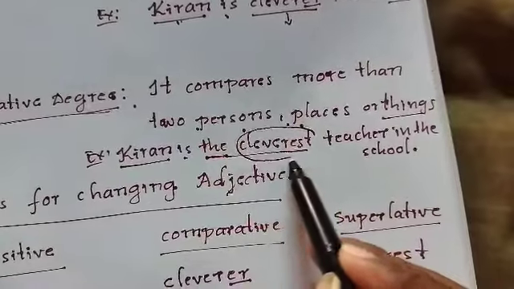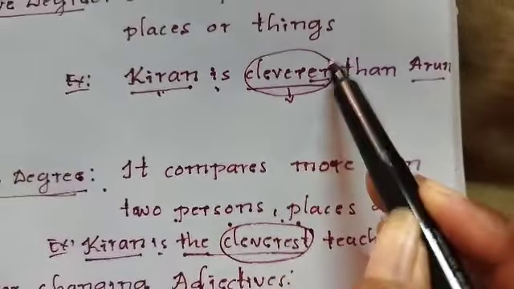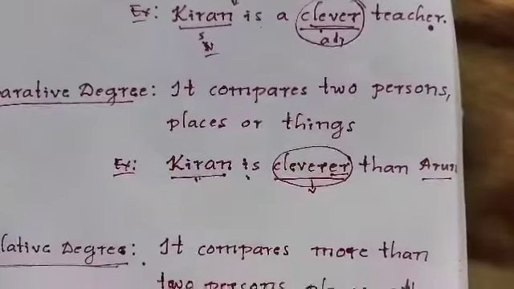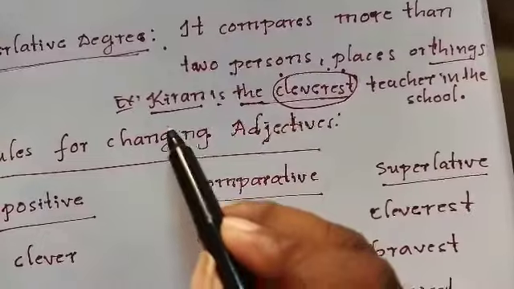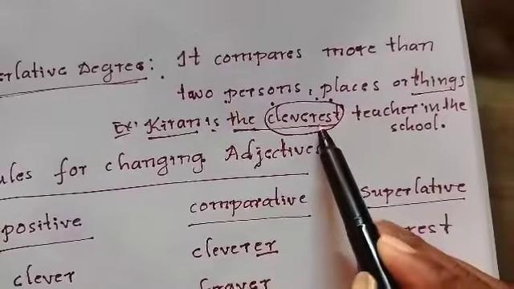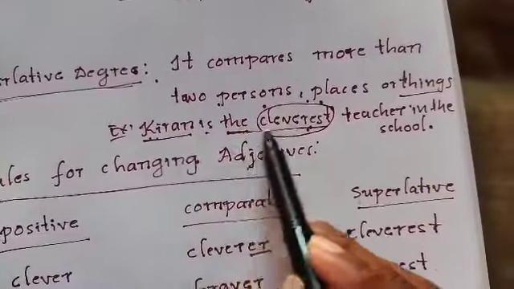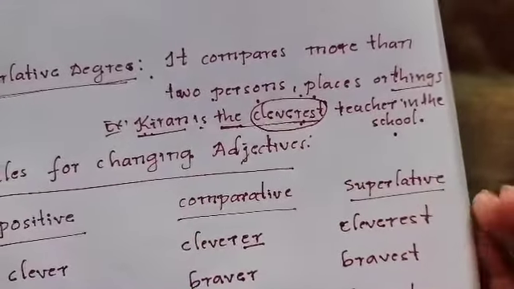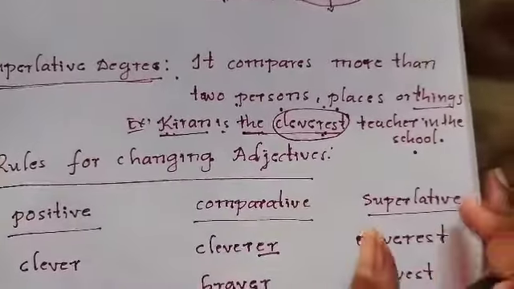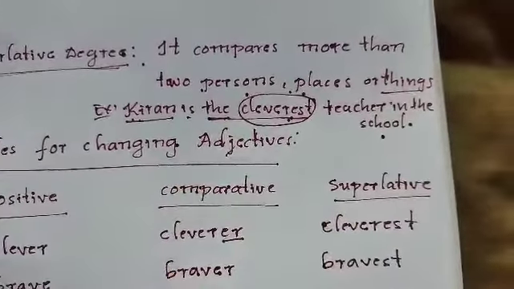Cleverest is the superlative adjective. Cleverer is the comparative adjective. Clever is the positive degree adjective. In the superlative degree, before the superlative adjective we should use the. Kiran is the cleverest teacher in the school. Whether he is actually clever or not is a secondary matter, but Kiran feels that he is clever. So Kiran thinks that he is the cleverest teacher in the school.